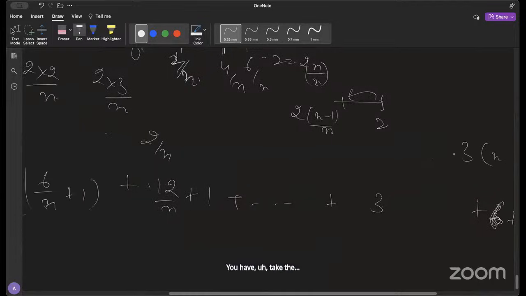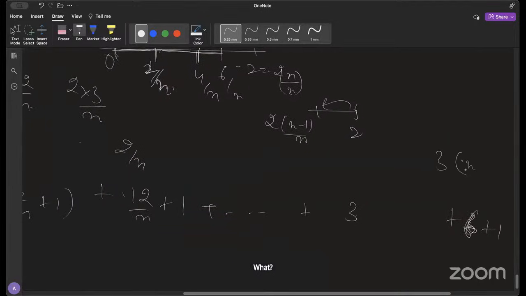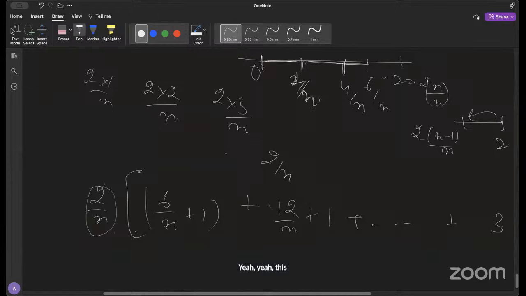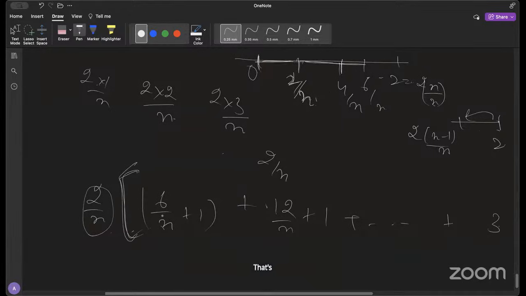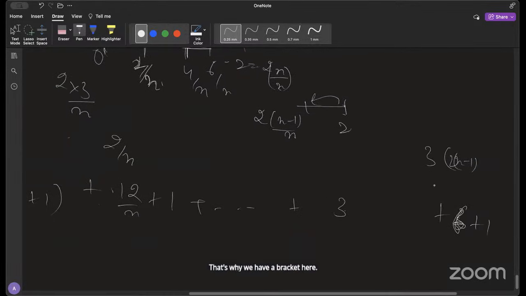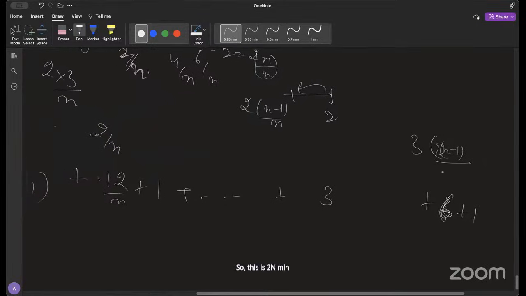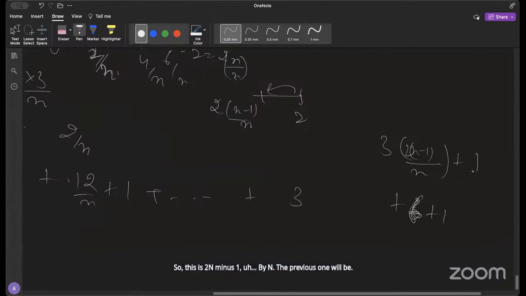And the previous one will be what? You have taken the delta xi in common, no? Yeah, this one I've taken common. That's why we have a bracket here. So this is 2n minus 1 by n, and the previous one will be this plus 1, which is going to give you, let's keep it as this only for now.